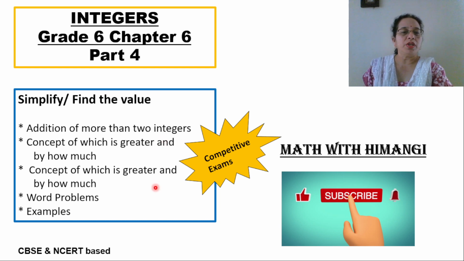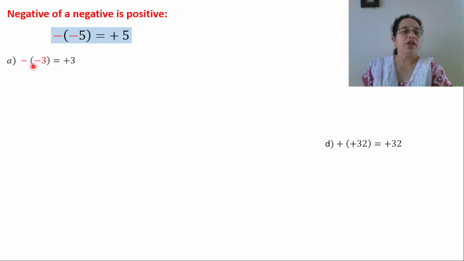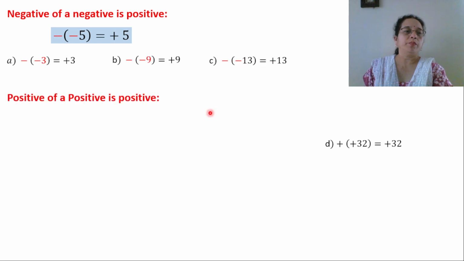These are the subtopics I am going to cover in today's video. So let us start with today's topic. Negative of a negative is positive. This is just the recap of last video. So negative of a negative is positive. So negative of a negative 3 will become positive 3. Negative of a negative 9 will become positive 9. Negative of a negative is positive 13.